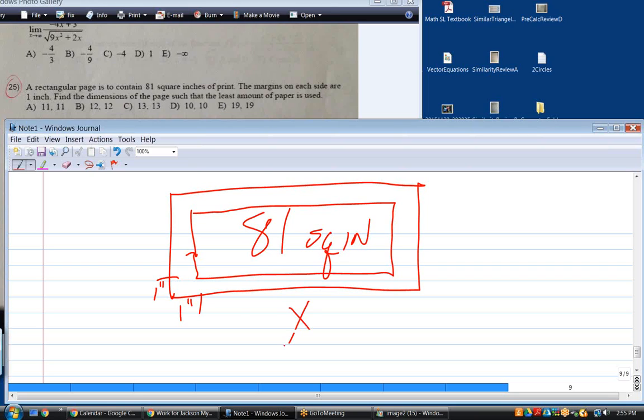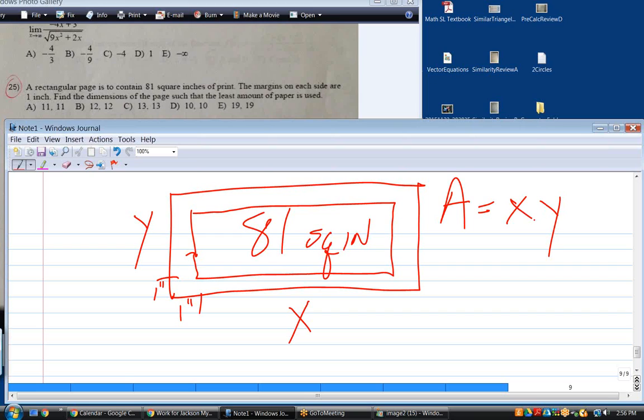If I call this x and this y, the amount of paper used is what? X times y. Yeah, you're right. That's the function we want to minimize. Well, what else do we know here? I can't take the derivative of this area function because it's a function of two different variables. So I need to turn one of these variables into the other one.